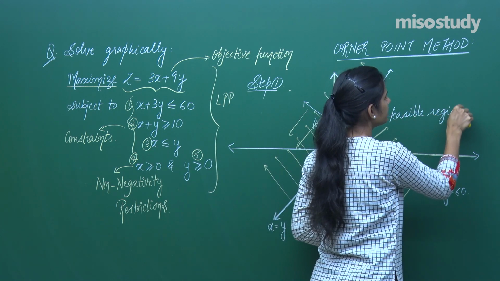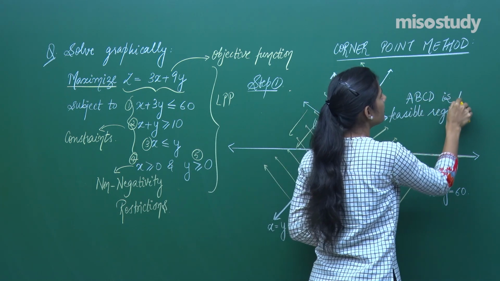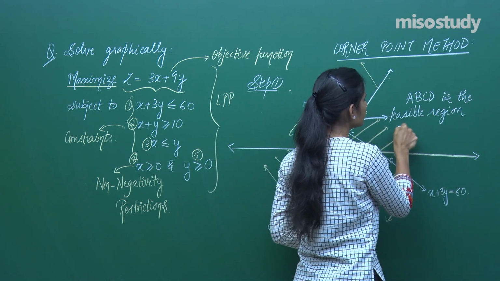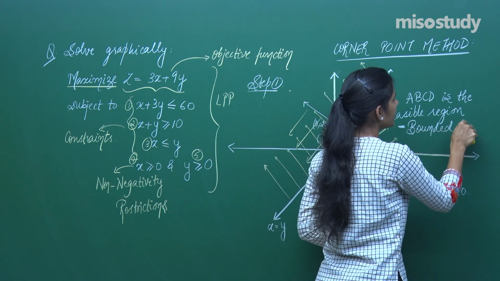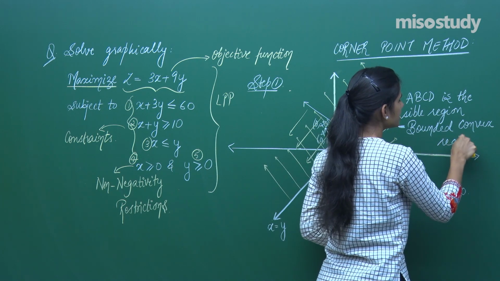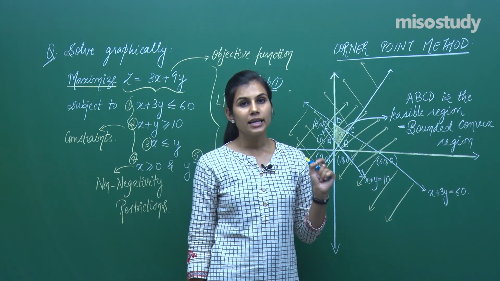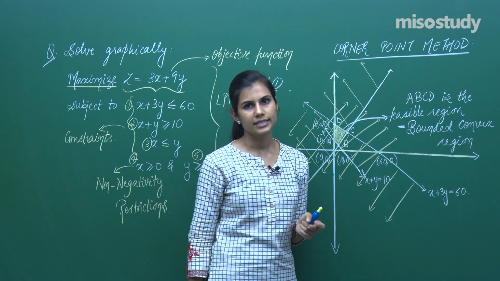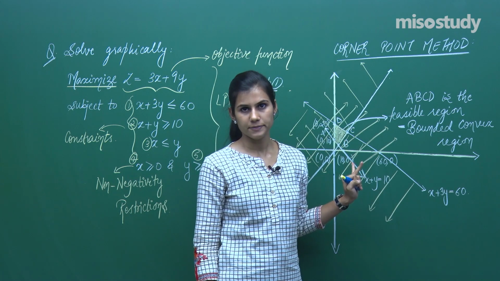This is my feasible region. A, B, C, D is the feasible region, which is a bounded convex region. Isn't it? It is convex. You can see, you take any 2 points in this region, when you join them the entire line segment is going to lie inside this itself. So clearly it is convex, it is bounded.